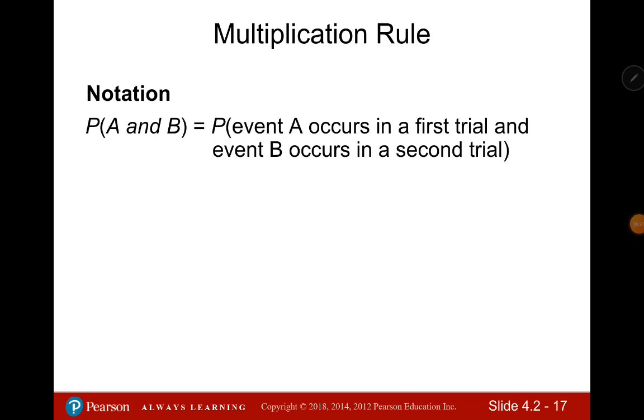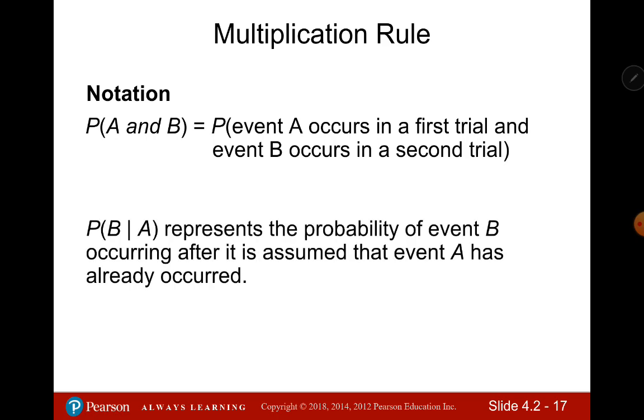Now let's talk about the multiplication rule. By the definition, probability of event A and event B means event A happens and event B happens. So here we have a new notation: probability B given A. Here, this means A is the condition. A has already occurred. So this is the conditional probability.